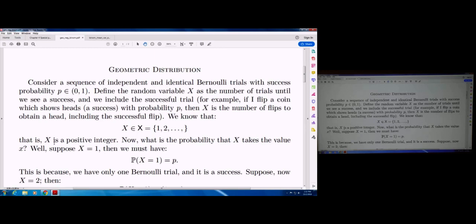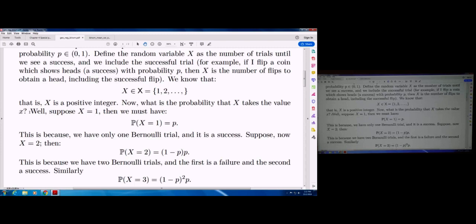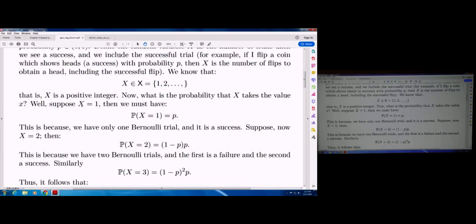Now let's think about what is the probability mass function of such a random variable. How can you construct this constructively? Suppose we realize the value x is 1. The probability that x is 1 is that I flip my coin and with probability p it lands heads. So the probability x is 1 must be equal to p. Seems reasonable, and that's what I say in the explanation below. That's because we only have one Bernoulli trial and it is a success.